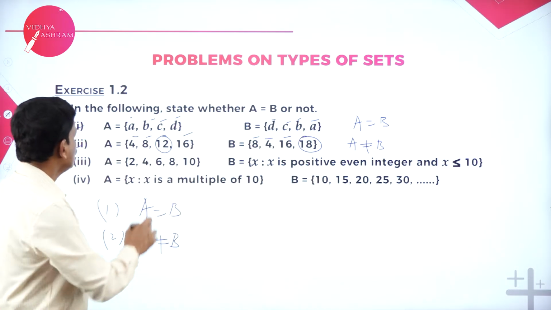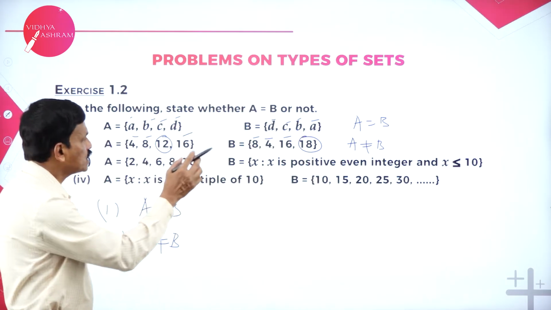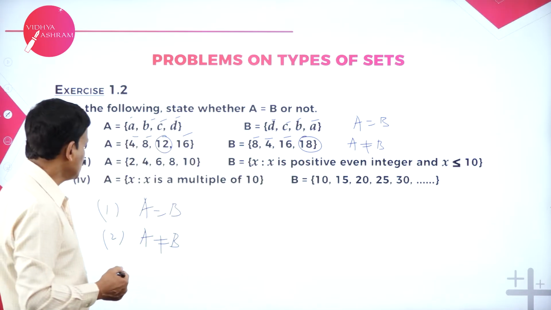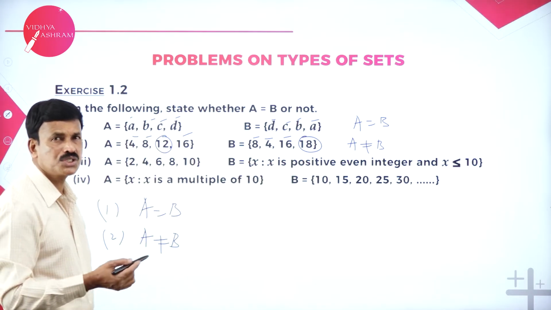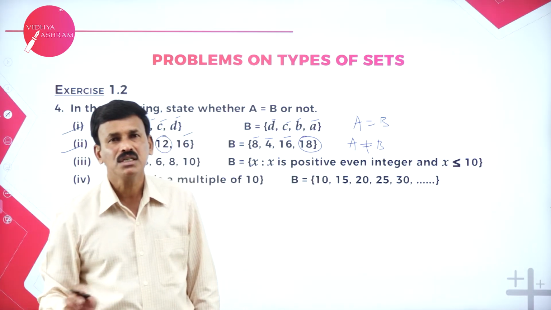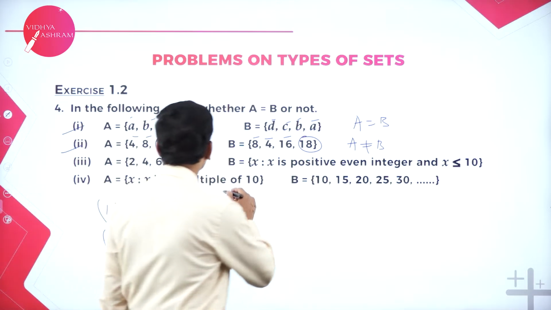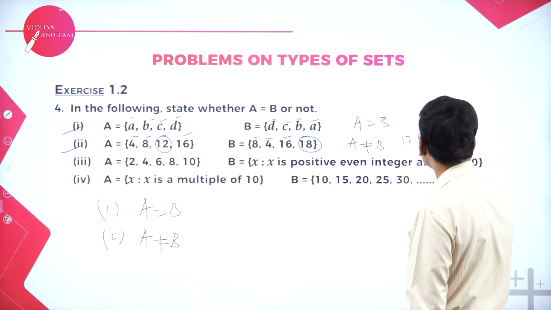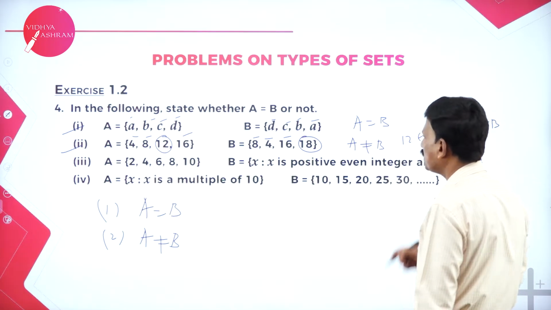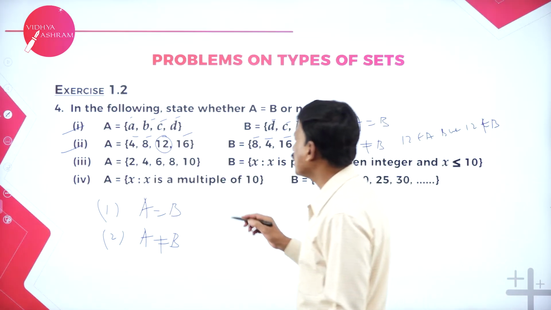Here we have 12, which is not in the set B. We have 18, which is not in the set A. Therefore, A is not equal to B. These two sets are said to be not equal. They are just equal in size, but they are not equal. So here you can say 12 belongs to A, but 12 does not belong to B. Okay, now let us come to the third one.